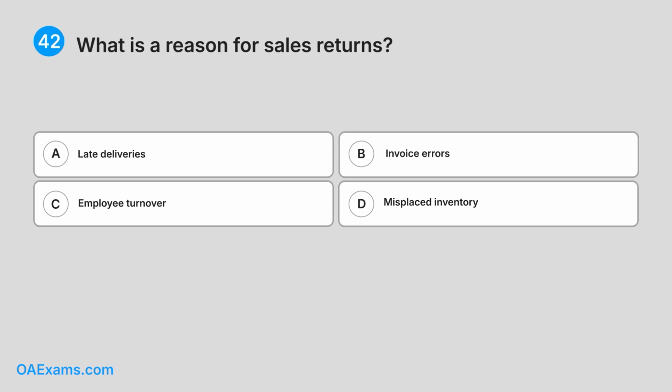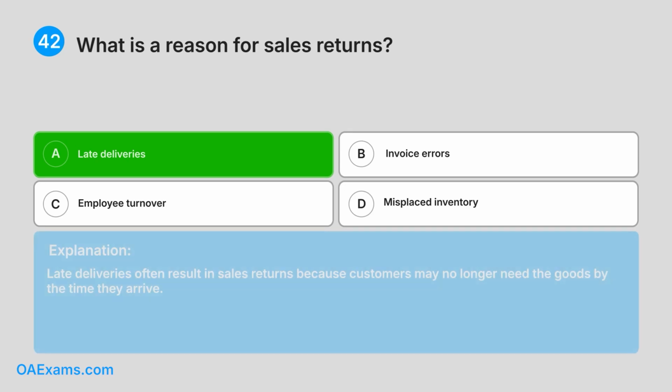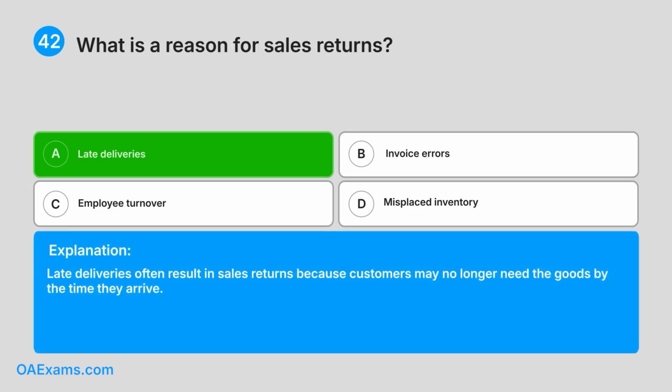Correct answer. A. Late deliveries. Explanation. Late deliveries often result in sales returns because customers may no longer need the goods by the time they arrive.